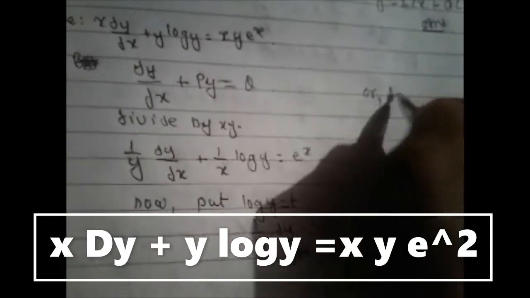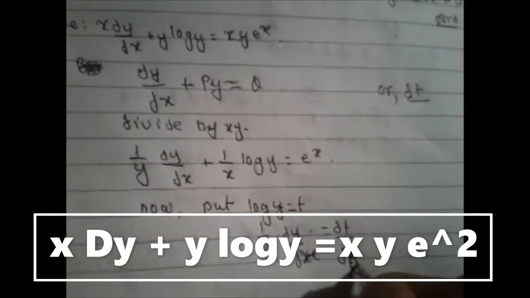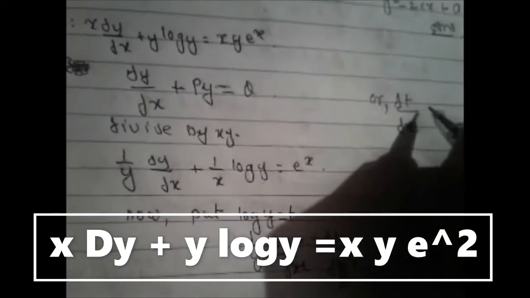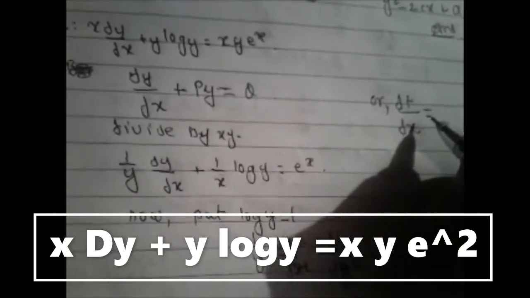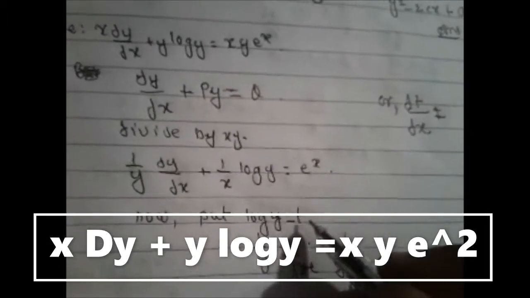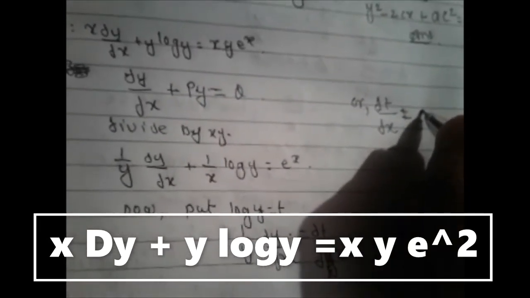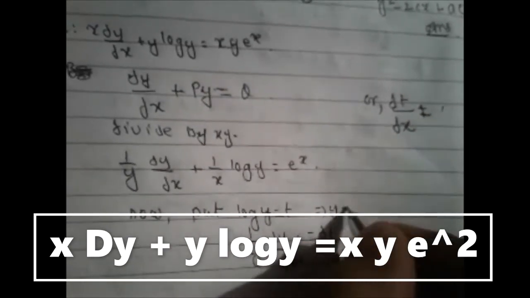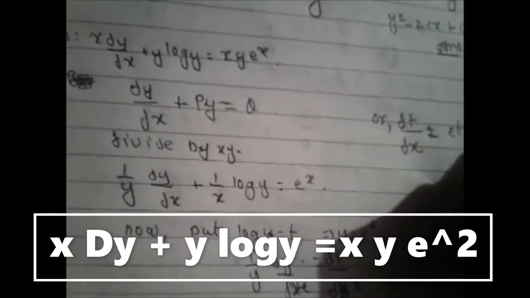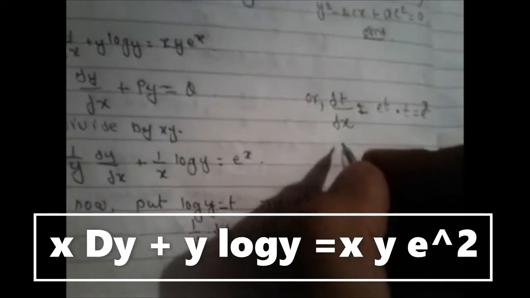Now we solve, this becomes dt by dx, with respect to x we have to differentiate, plus log y takes the form t, log y is t, and what is y here, y is e to the power t. So e to the power t into t is equal to e to the power x.